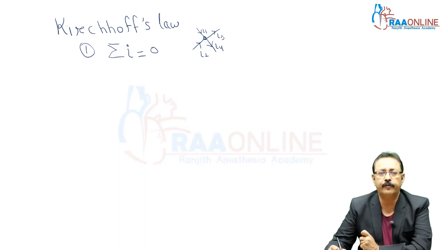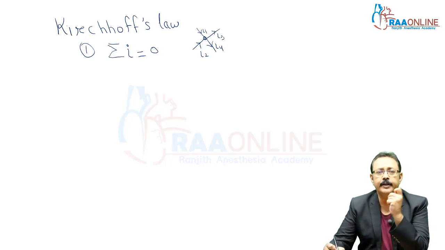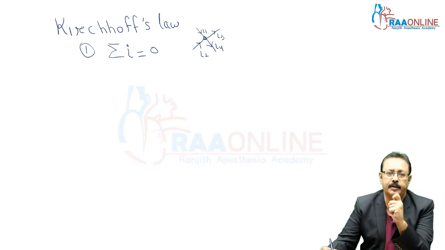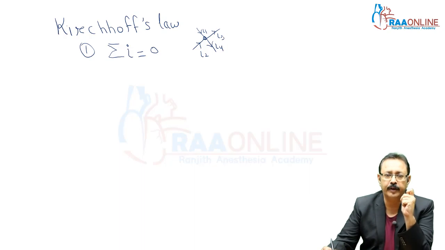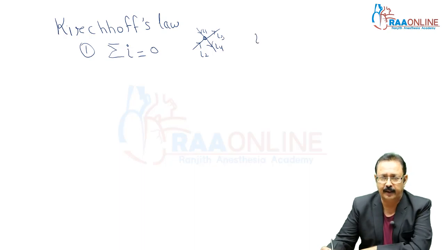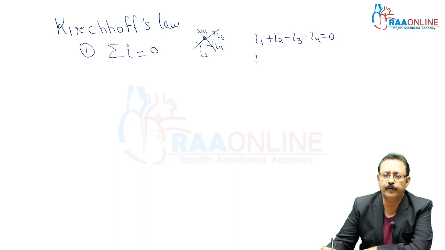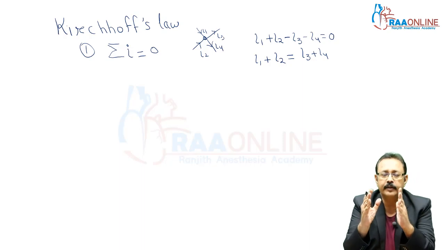What is the sign convention for the algebraic sum? Currents moving towards the junction should be taken as positive, and those moving away from the junction should be taken negative. It means I1 plus I2 minus I3 minus I4 equals 0. Or you can say for each junction, the current entering the junction and the current leaving the junction should be equal. It is actually the law of conservation of charge.